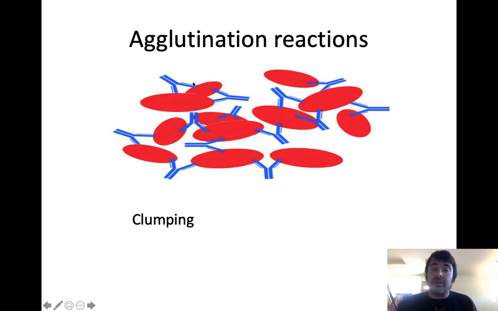What antibodies do is they bind to antigens, those markers on the surface of the red blood cell. So let's say this was an anti-A antibody, and it binds to the A antigen on the surface of the red blood cell. When they come into contact with one another, they cause the red blood cells to stick together, so it's easier for the immune system to clean them out.